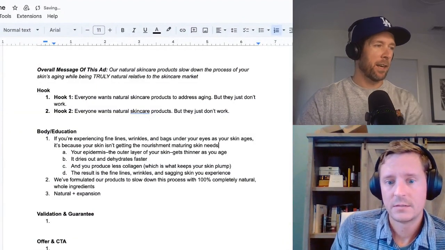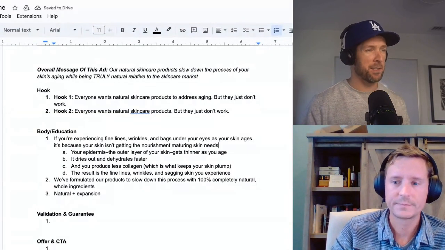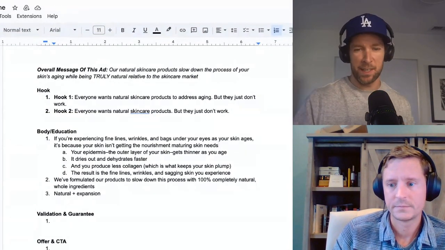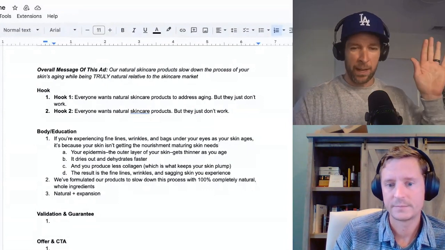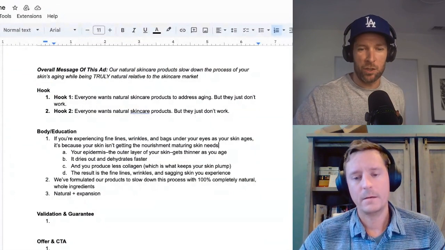I think that's really good. Okay, so here's how we just reframed it. I really like that. If you're experiencing fine lines, wrinkles, and bags under your eyes as your skin ages, it's because your skin isn't getting the nourishment maturing skin needs. Okay, now again, you may go back and that's a little wordy, but like super tighten, yeah, right. And just try to say that more directly.